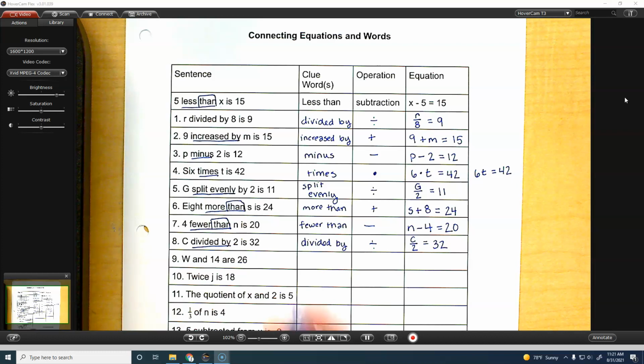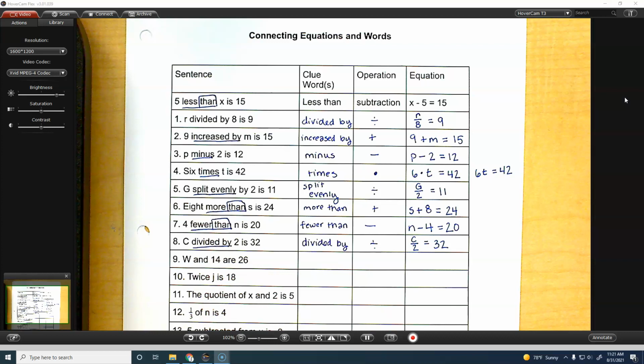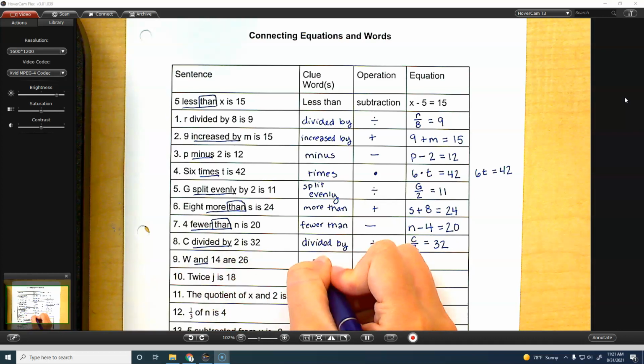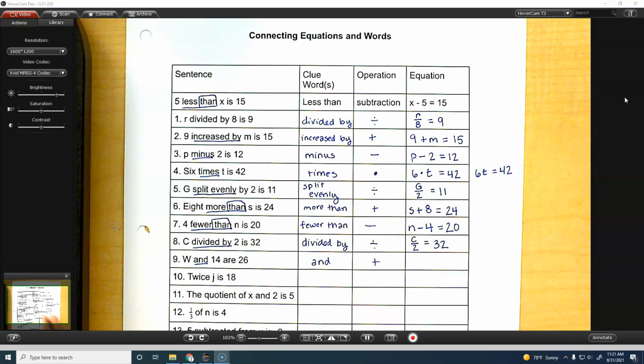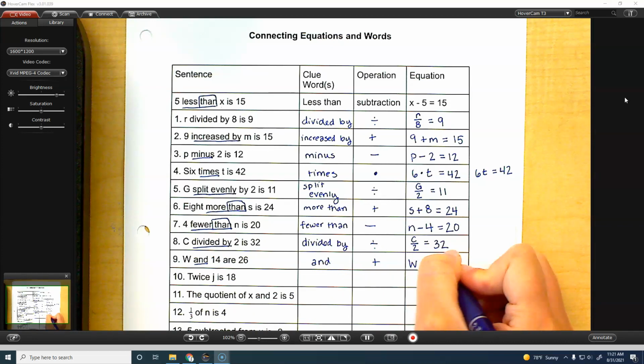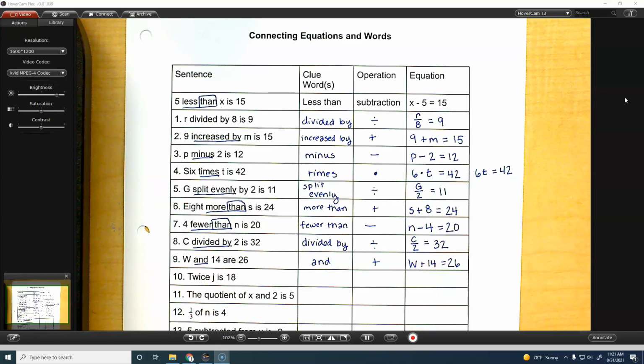All right, 9, I've got W and 14, R 26. This almost looks like it doesn't have a keyword. What would the keyword be? It's going to be that and, which is addition. Good. So we're just doing W plus 14 equals 26 there.